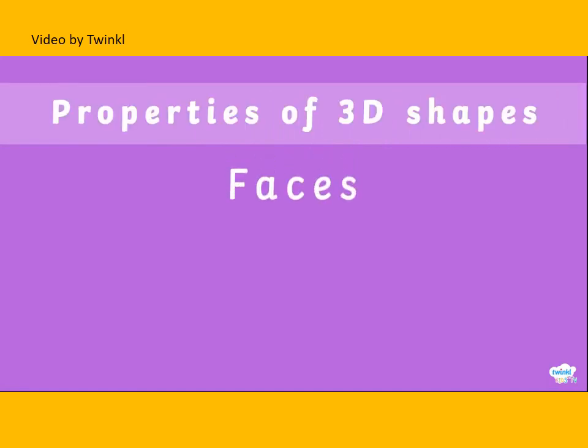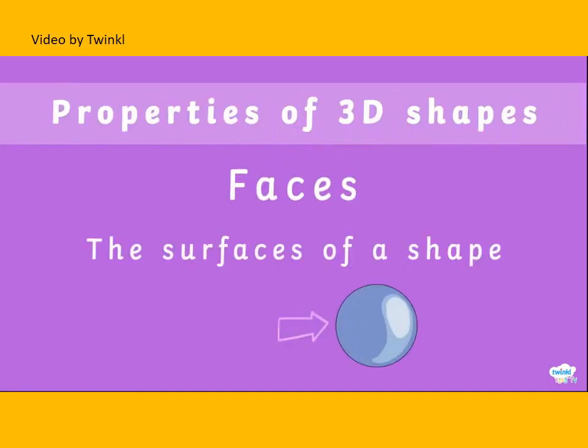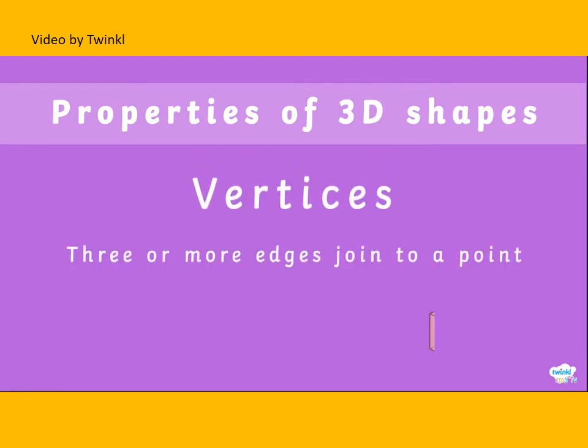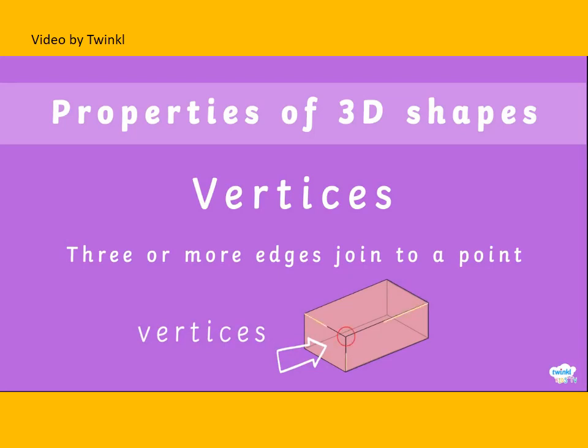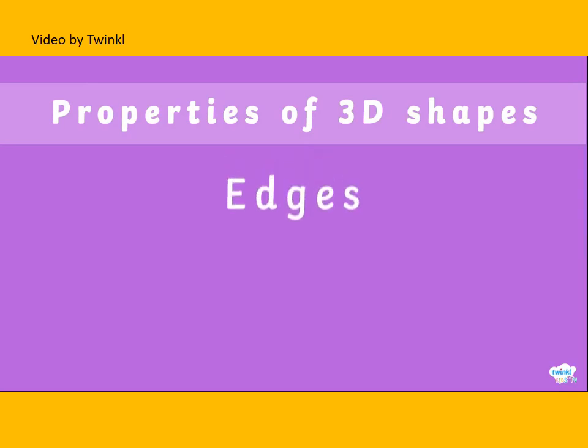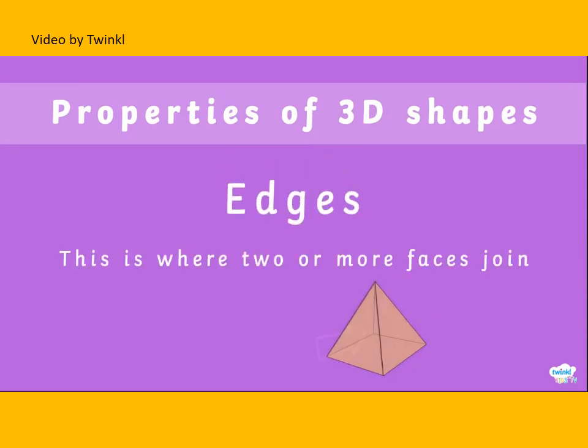The first set of properties that you need to look out for is the face. This is the surface of a shape. Watch this shape's surface light up. Another property of a shape is its vertices. A vertex is when 3 or more edges join to a point. The last property you need to know are the edges of a 3D shape. This is where 2 or more faces join together.